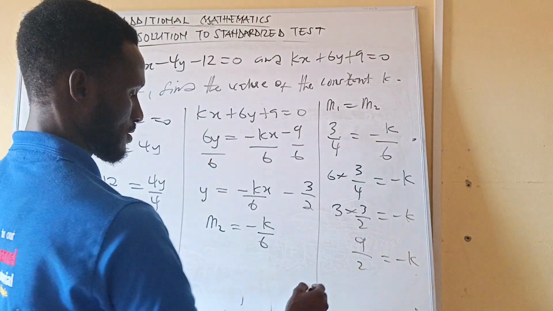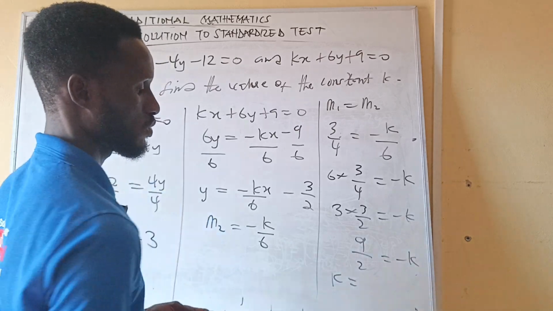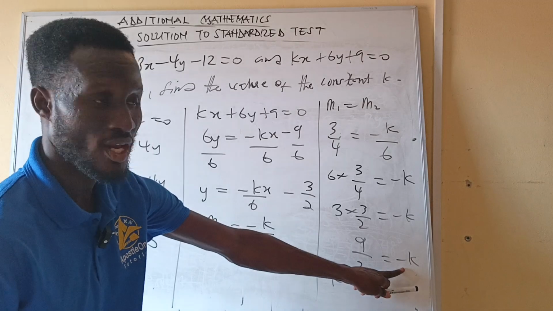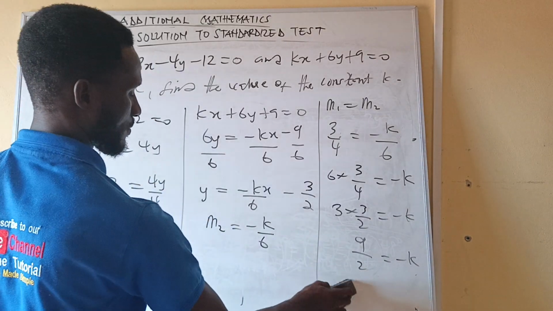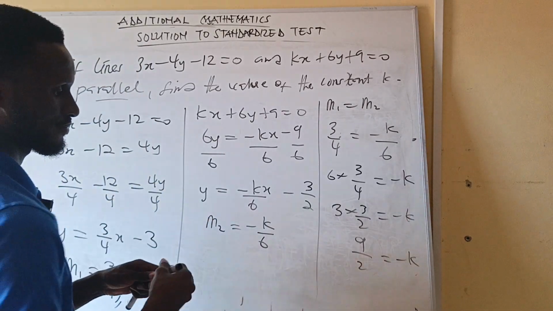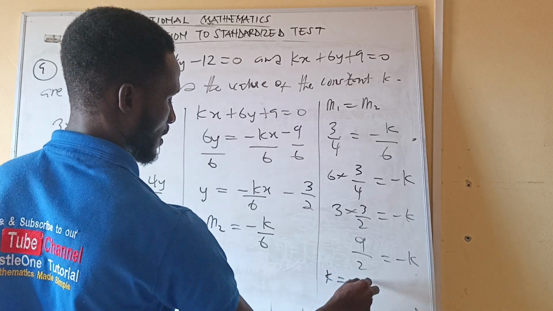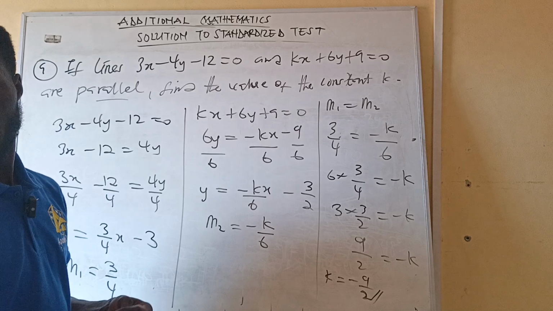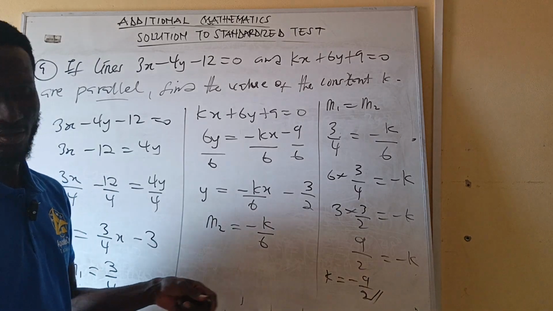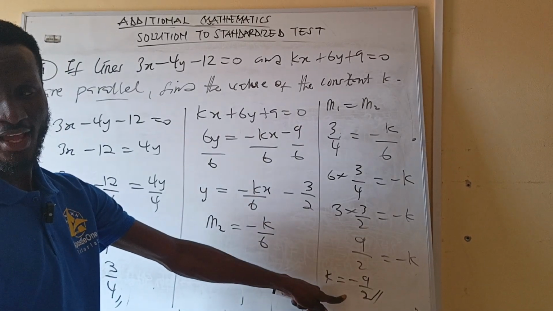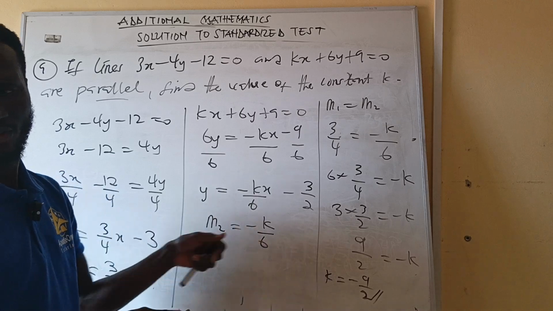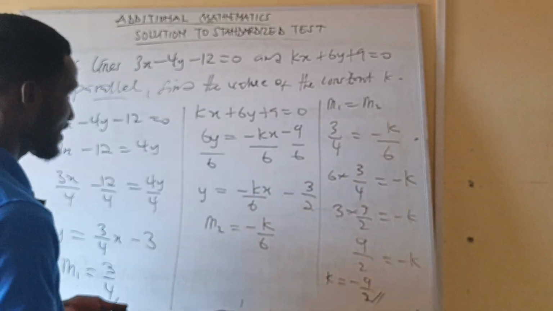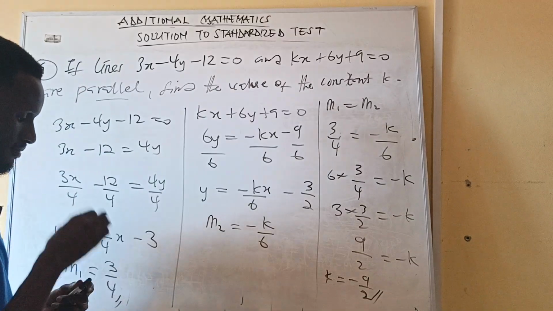So what will be k? K is equal to negative 9 over 2. We are looking for k, don't forget. K is equal to negative 9 out of 2. Exactly. So that's all. That's the value for k. Now let's look at the next question.